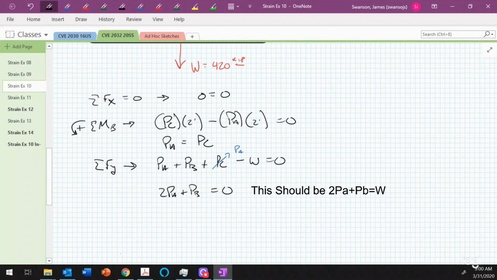So we have a situation where we can't use statics alone to determine the internal member forces. So the problem is statically indeterminate.